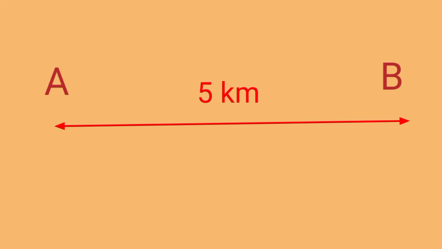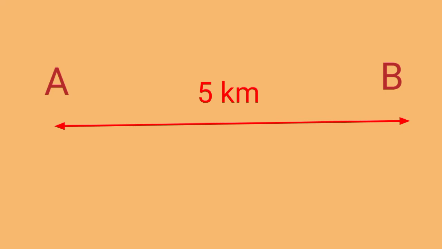Now in the figure you can see there are 2 points, point A and point B, and they are at a distance of 5 kilometers. So the space between these two places is 5 kilometers. Maybe it is 3 kilometers, maybe 1 meter, or maybe 1 foot, whatever it may be. So the distance between A and B is called 5 kilometers. 5 kilometers is the distance between these two places.